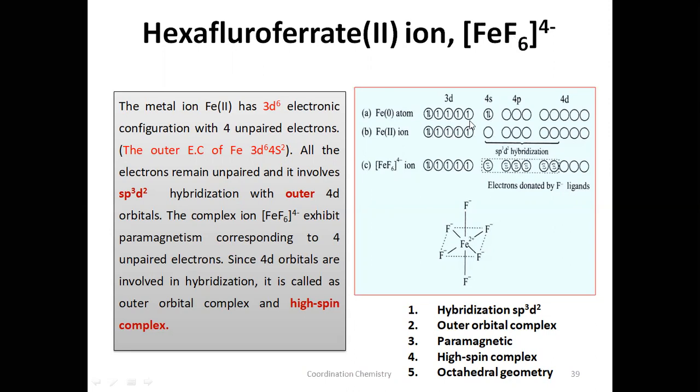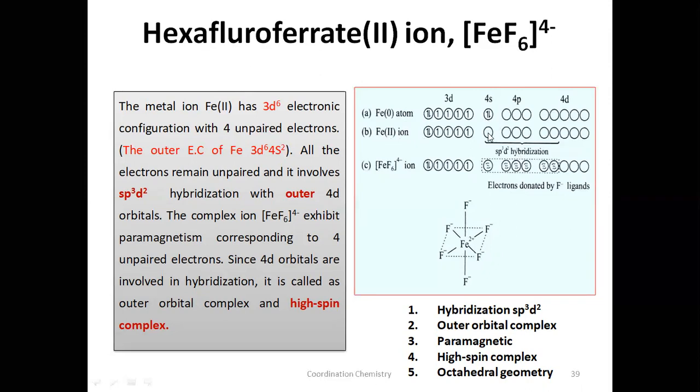What is the oxidation state? That is +2. So we have to remove 2 electrons from 4s2. This is the outer electronic configuration of the iron +2 ion. So we have to remove 2 electrons from the 4s shell. So 4s is now empty. How many empty orbitals do we need? We have to see the coordination number here. What is the coordination number? 6. There are 6 ligands. What are the ligands? Fluoride. 6 ligands are there, so we need 6 empty orbitals.